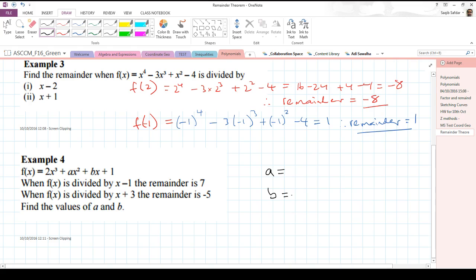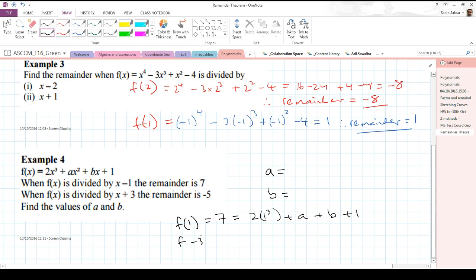Hands up if you're stuck. Hands up if you need a clue. Okay, alright. So we know that f of 1, because we're going to divide by x minus 1, will give us 7. So if we put in 2 times 1 cubed plus a times 1 squared plus b times 1 plus 1, that is 7.